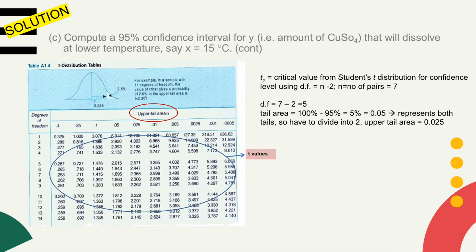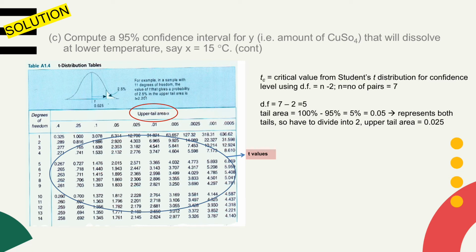This is the student's T distribution table. What we have to find out from this table is the value of Tc. So the information given to us is df is equal to 5, and it is stated in the equation that the confidence interval is 95%.